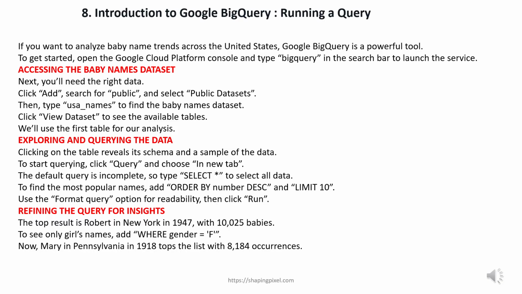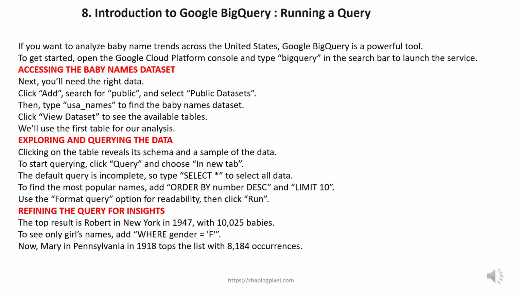If you want to analyze baby name trends across the United States, Google BigQuery is a powerful tool. To get started, open the Google Cloud Platform console and type BigQuery in the search bar to launch the service. Next, you'll need the right data. Click Add, search for Public, and select Public Datasets.